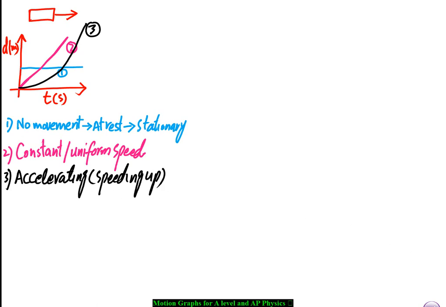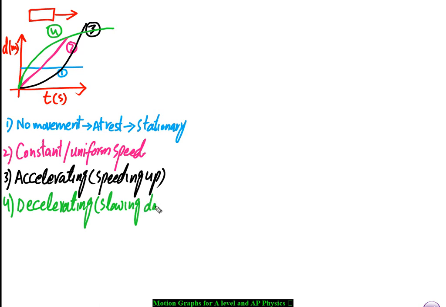The last one, let's say if we have this kind of displacement time graph like this, what is this one telling us? Let's say this is number 4. This simply means the body is decelerating. It means the speed of the body is decreasing, or we can say the body is slowing down.